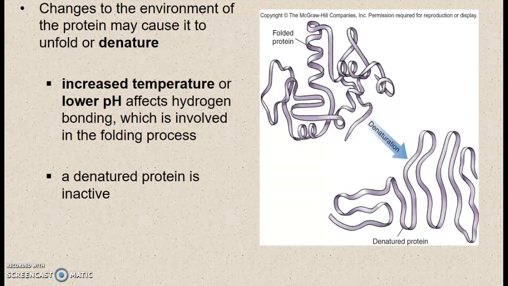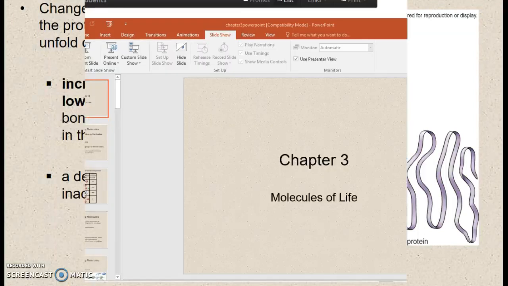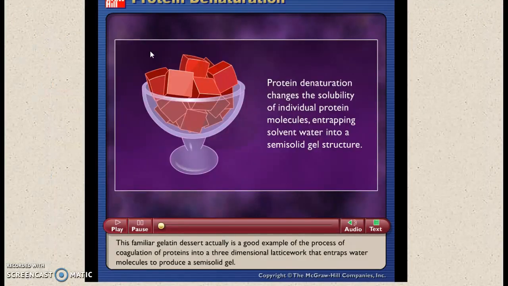Okay, so I was talking about how the three-dimensional shape of the protein is held together by weak interactions. Well, the way that this affects proteins is that changes to the environment of a protein, such as high temperature or low or high pH, can affect the way that the protein's shape is held together and cause it to unfold, which is known as denaturing. And if a protein becomes denatured, it loses its three-dimensional shape and loses its function. It becomes inactive. You can watch this video at home if you wish.